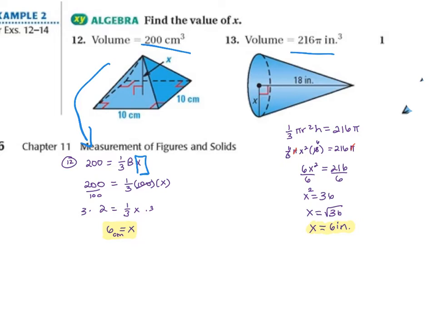Over here, X is the radius. So again, formula for volume of a cone is 1/3 pi r squared height. Set it equal to the total volume they gave you, and then the radius is 6. So both answers here are both 6. One was centimeters, one was inches. Pretty good on that one? All right, next page.